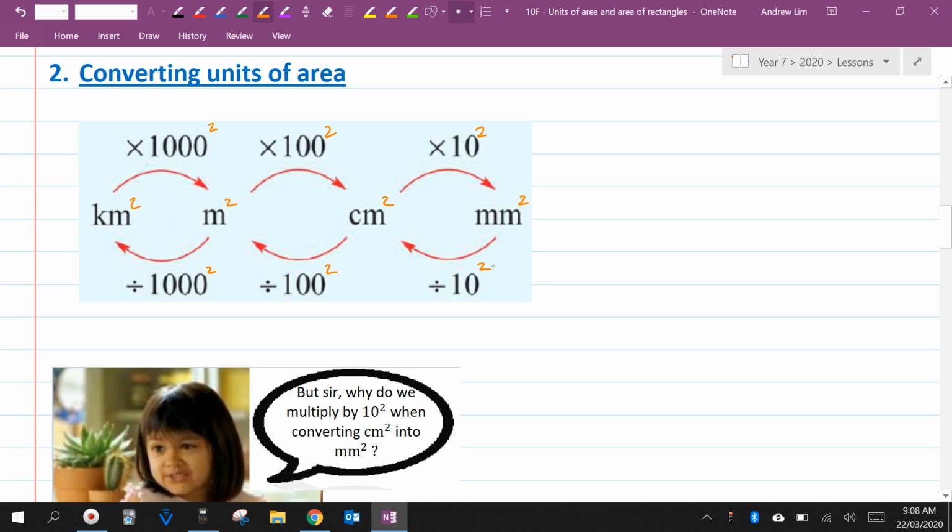Now we've got the conversion chart for area. Okay, so I want to convert square kilometers into square meters. From square kilometers into square meters, I'm following that arrow. I need to multiply the number by 1000 squared. Okay, that's pretty much it.